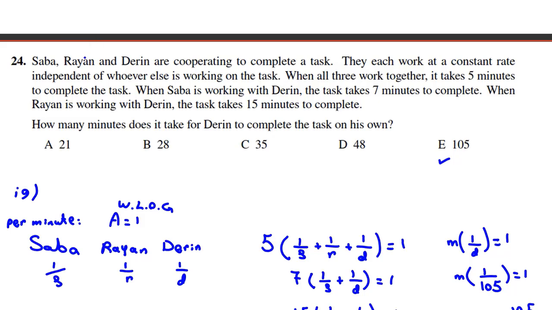Now, let me tell you, for example, we can call this idea what? We consider the per minute, or sometimes, for example, per hour. We want to find, for example, unit work. Okay, this idea is so much useful in these types of problems. We can call it idea 9.